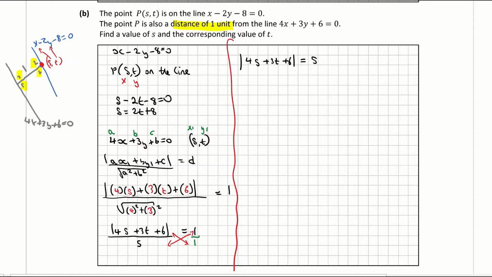What I'm now going to do is, because I have it in terms of two variables, s and t, I'm going to take this piece of information I have over here.